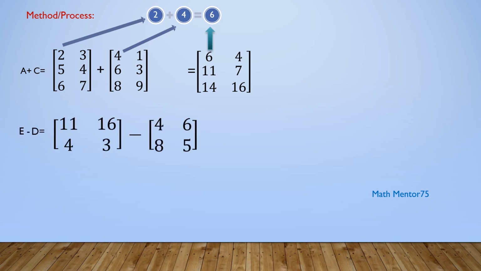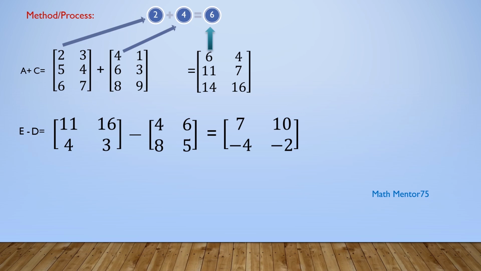Now let's discuss another example. Is it possible to subtract E with D? Yes, it is, because they have the same order, 2 cross 2. Now the method and the process is the same. For addition and subtraction, we will add or subtract the corresponding elements. We will subtract 11 with 4, 16 with 6, and so on. So the subtraction is 11 minus 4 is 7, 4 minus 4, 4 minus 8 is minus 4, and so on.